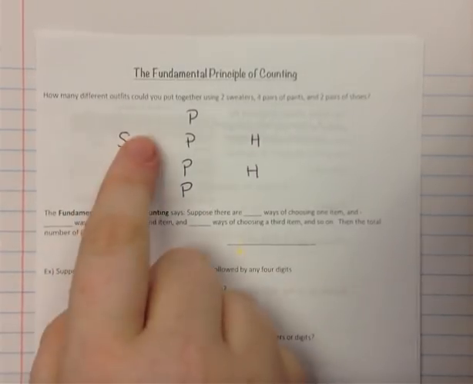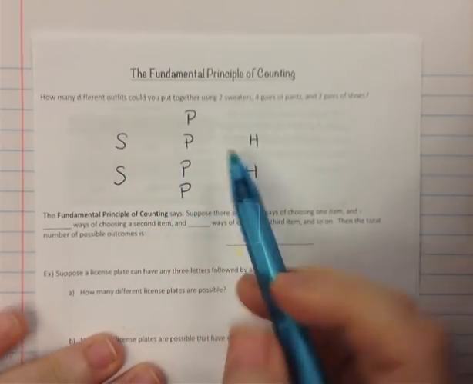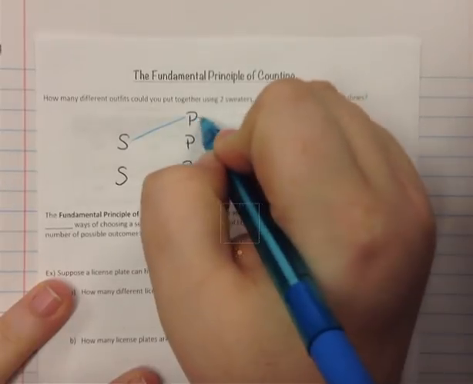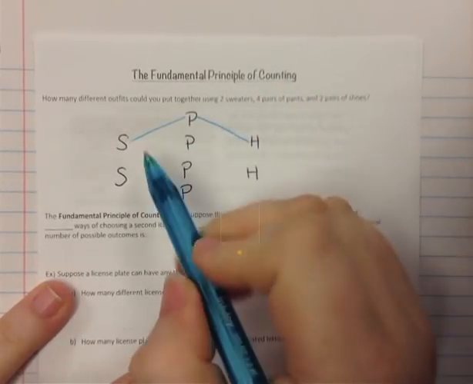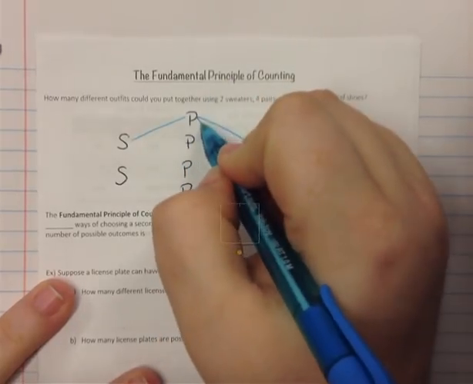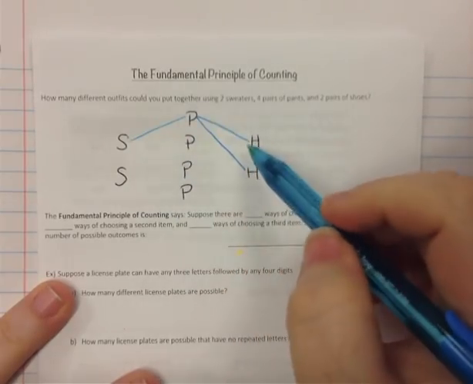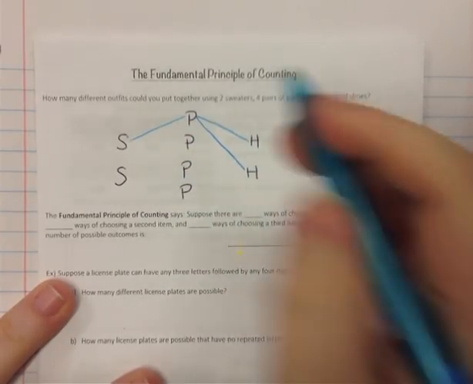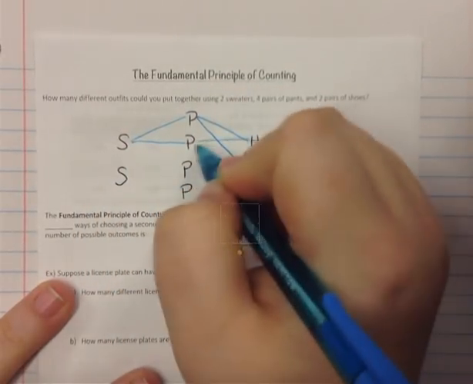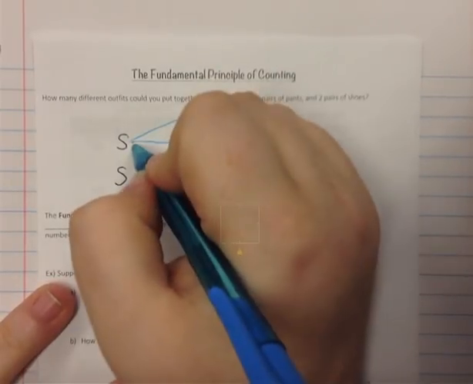So I'm going to start with this first sweater and figure out all the possibilities I can make. I can make an outfit with this sweater, this pair of pants, and this pair of shoes. But I can also make an outfit out of this sweater, this pair of pants, and then this pair of shoes. So that's 2 outfits I can make right now because of this line over here. Now I can do the same thing with this next pair of pants. I can make 2 outfits with these sweaters and pants and these shoes. That's 4 now.